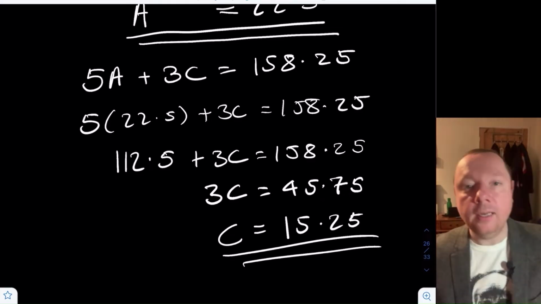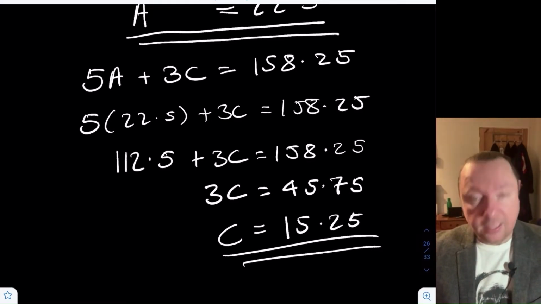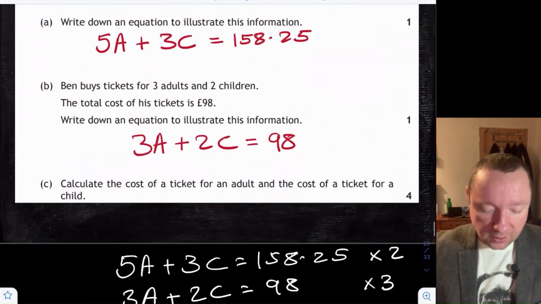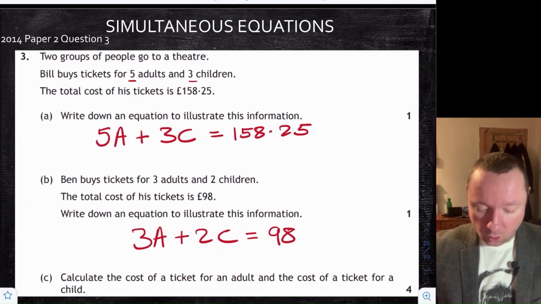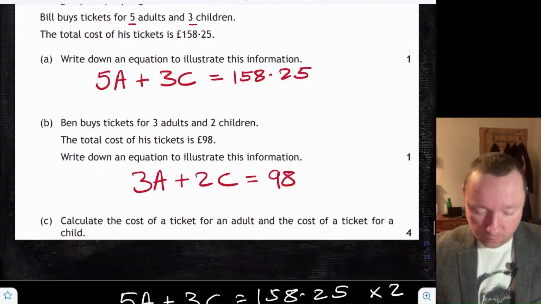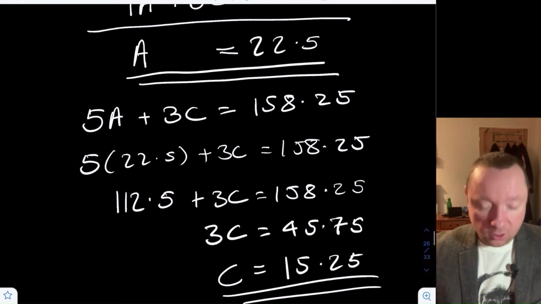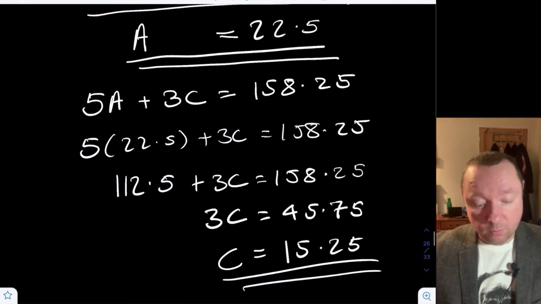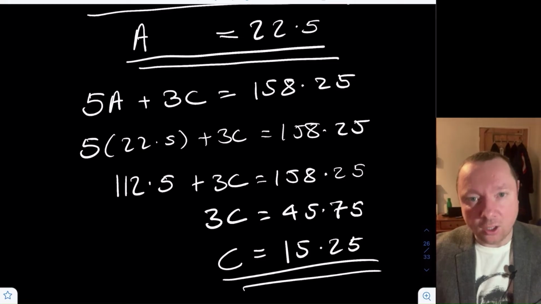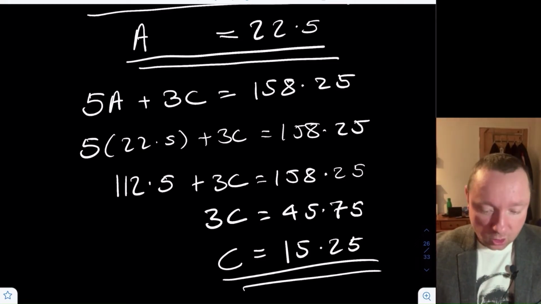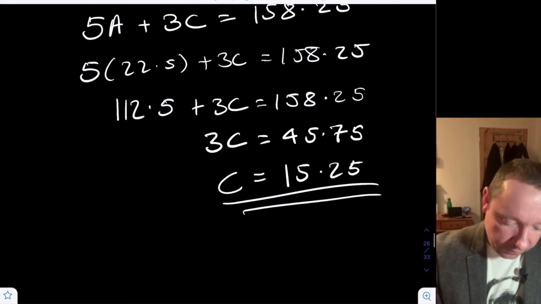Now, usually, when we've been doing the ones before, we'd stop there and say, we've got 2 answers, an A and a C. We've solved it. But this is a question in context. It's calculating the cost of a ticket for an adult and the cost of a ticket for a child. Well, 22.5 is not a cost, and neither is 15.25 because there's no pound signs. Also, we've not really defined what A and C are, so we need to be very, very clear with our answer. So always write a little statement at the end.